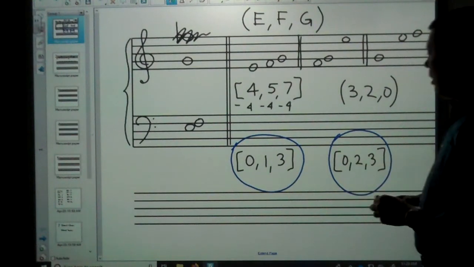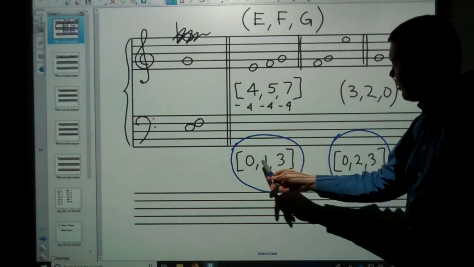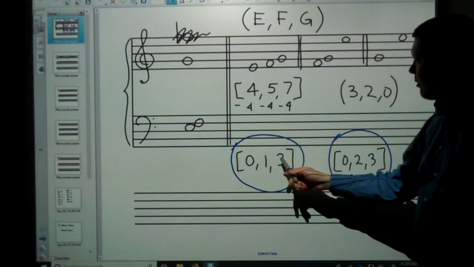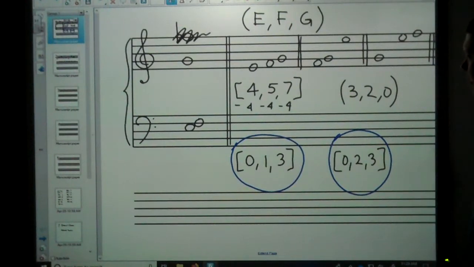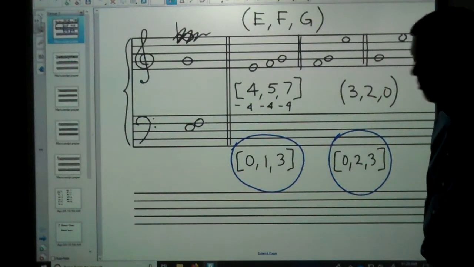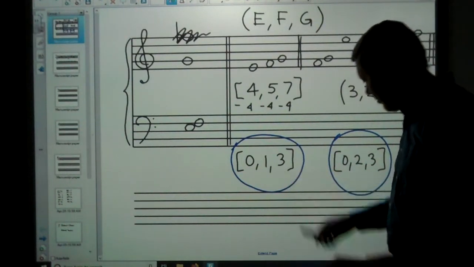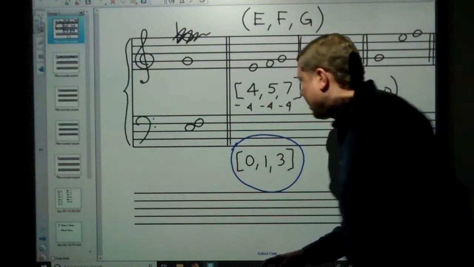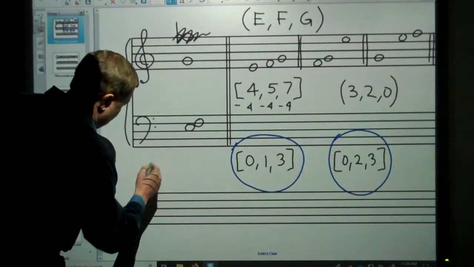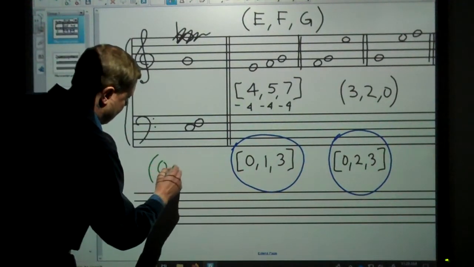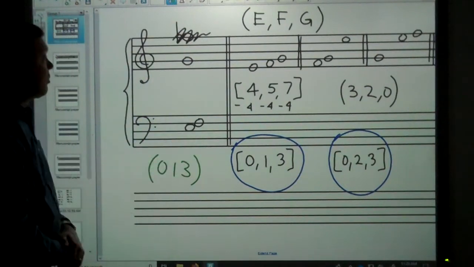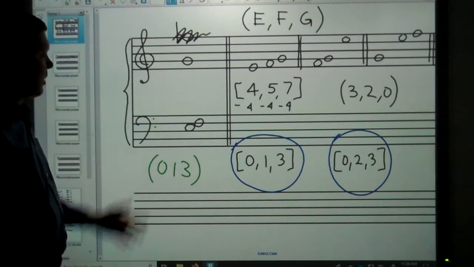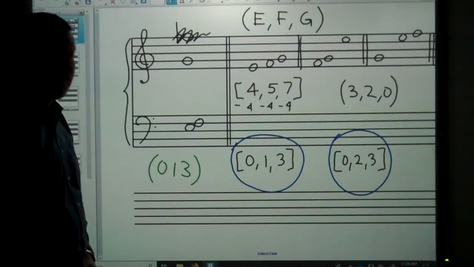When I compare the two, all I need to do is add the integers in each of the pitch class sets. 3 plus 1 equals 4. In this case, 3 plus 2 equals 5. Whichever normal order yields the smallest sum will be your prime form. So it looks like this is going to be my prime form, 0, 1, 3, and I can list it officially, with curly brackets and no commas, {013}. That is the prime form of this atonal pitch class set, the one that contains pitch classes E, F, and G.